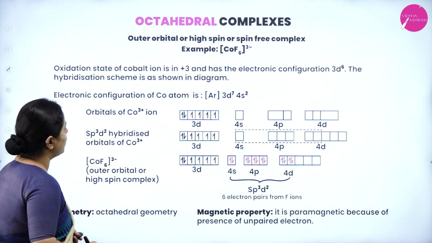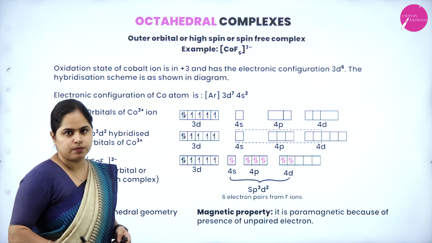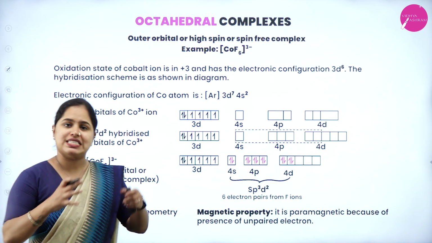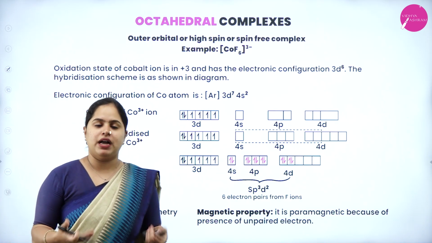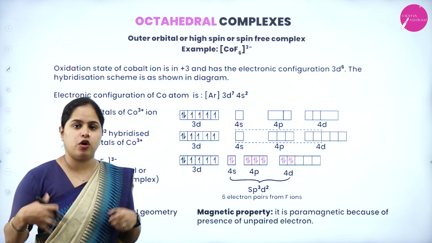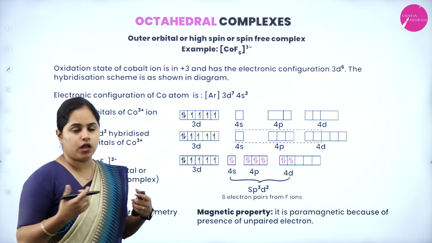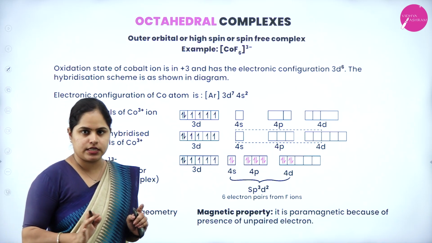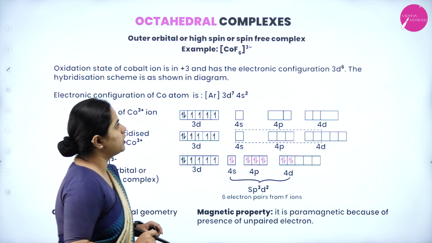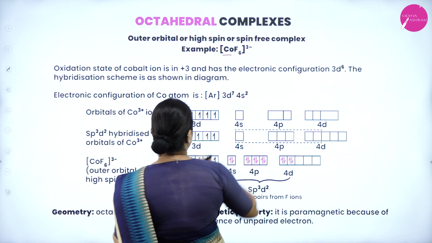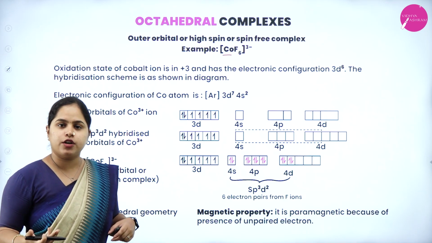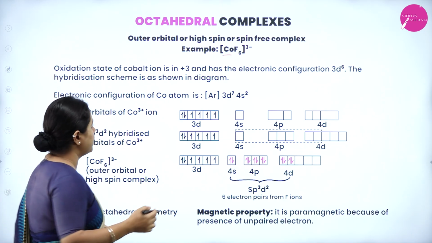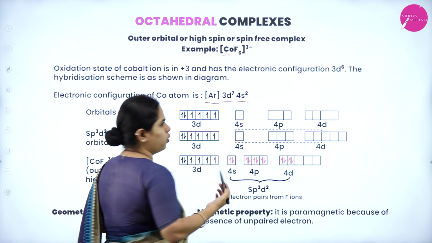Now let's move on to the next one, CoF6 3-. Let's follow the same steps and understand the magnetic property, whether it is low spin or high spin, whether it is inner orbital or outer orbital, all of that let us discuss. So again, what is the first thing we have to do? Identify the central metal atom. It is again cobalt. So what is the electronic configuration of cobalt in its ground state? It is again argon 3d7 4s2, right?